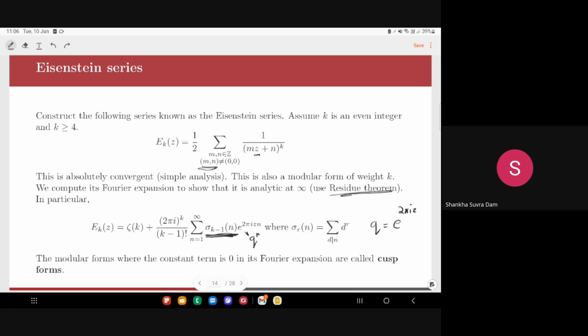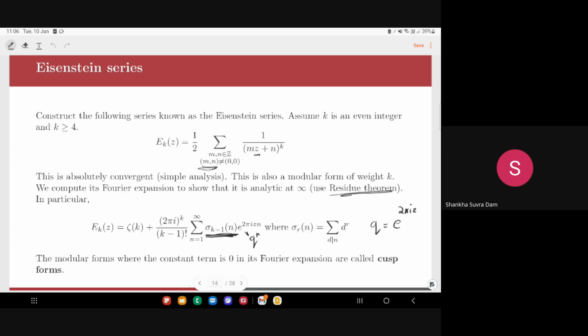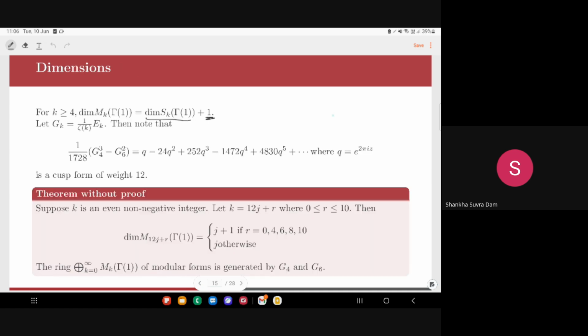The modular forms where the constant term is 0 in its Fourier expansion are called cusp forms. We have defined this before. So for k greater than or equal to 4, the dimension of Mk(Γ1) is equal to this plus 1, because we have produced a modular form which has non-zero constant term, and that is precisely this. And we know that all the terms in this direction would all be 0 because we demand holomorphicity at the cusp infinity.